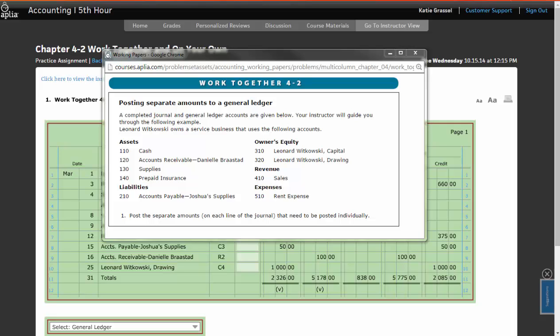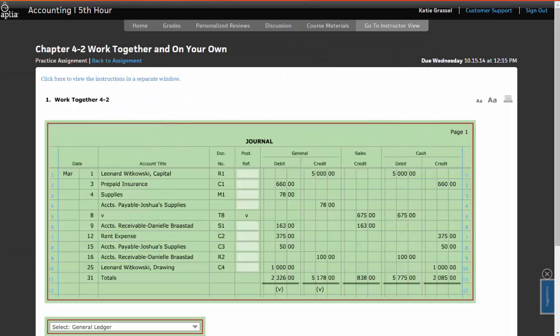So we're going to go through our instructions. Read: post the separate amounts of each line of the journal that need to be posted individually. So let's take a look at our journal here. I'm going to spend a little time talking about what we're doing before we physically get in there. When I look at the journal, last chapter we took a test on this journal. We have general account columns and special account columns. General account columns are these two columns right here, general debit and general credit. They're called general because they don't have an account title on the top of them.